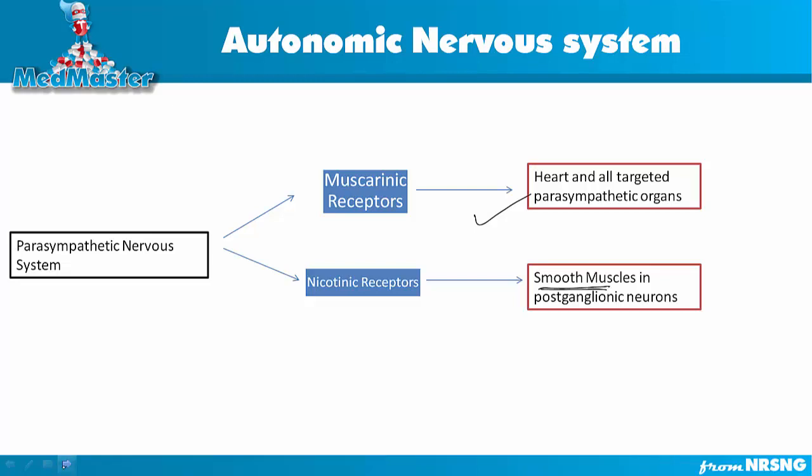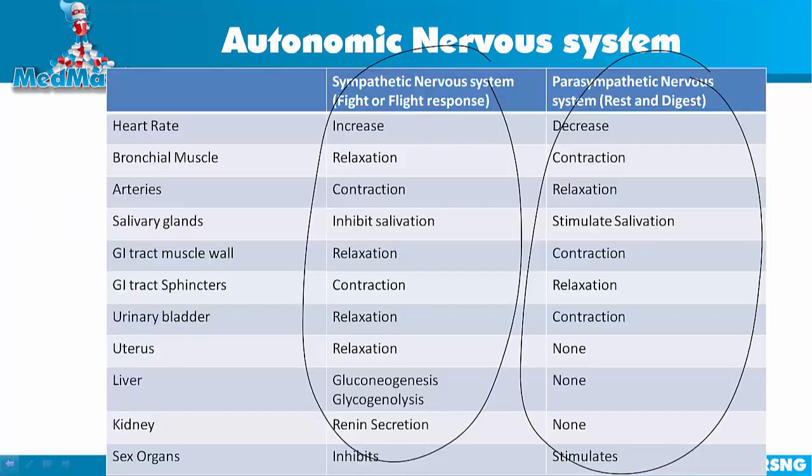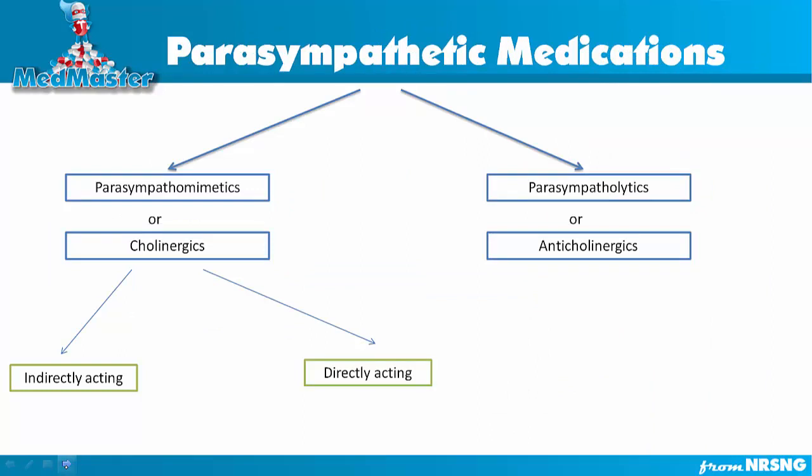Now let's talk about the parasympathetic nervous system. If you go back to the first slide, whenever you give a drug that goes to the parasympathetic nervous system receptors, binds them and activates the parasympathetic nervous system, it is going to cause all these effects on our body, like decreasing heart rate, bronchial muscle contraction, arteries relaxation, salivary glands increasing salivation, GI tract muscle walls contraction, GI tract sphincters relaxing, urinary bladder contracting, and all other actions. So keep that in mind when we talk about these drugs.